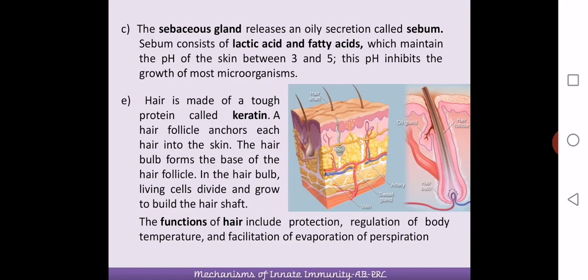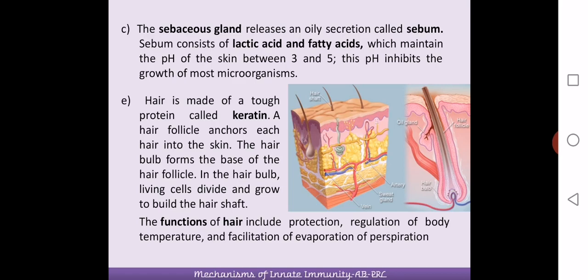This maintains the pH of the skin at a very low acidic level, like 3 to 5. And this very acidic pH is not favorable for the growth of normal human pathogens, since most of them live at a normal pH of around 7, right?